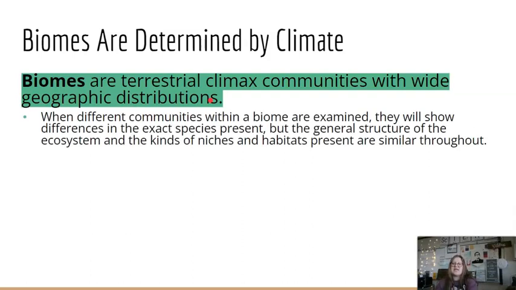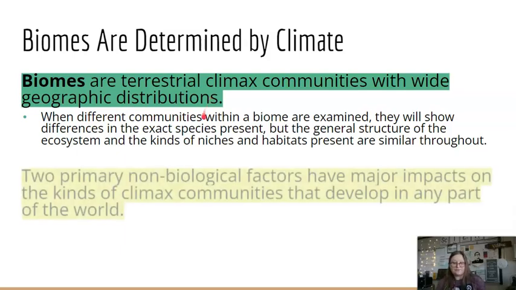So when different communities within a biome are examined, they will show differences in the exact species present, but the general structure of the ecosystem and the kinds of niches and habitats present are similar throughout. For example, a type of biome would be a desert. We could have the Sahara Desert, or we could have Death Valley, any other kind of desert. Those things are going to look very similar, but the exact species there, plant life and animal life, are going to be a little bit different.